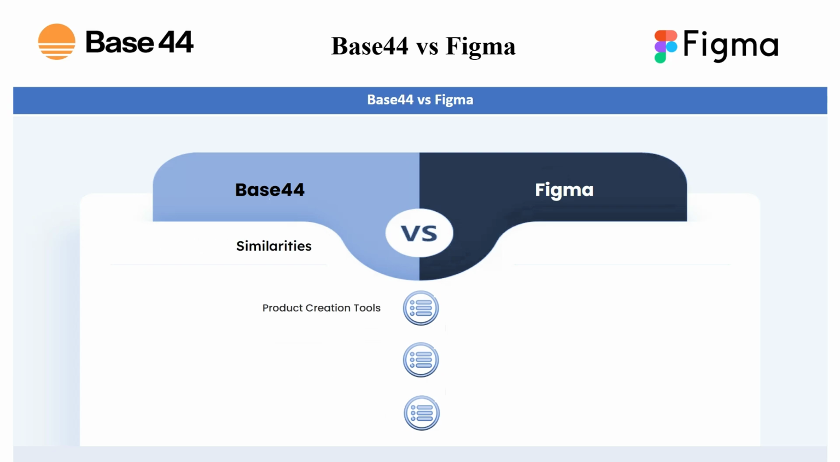Both platforms play a role in building digital products. Base44 helps developers build the backend systems that power applications, like databases, APIs, and application logic. Figma, on the other hand, helps teams design the visual interface of those applications, including layouts, buttons, and user flows. So while they operate at different stages, both tools contribute to the overall product creation process.